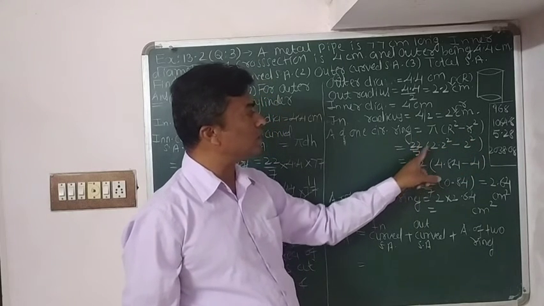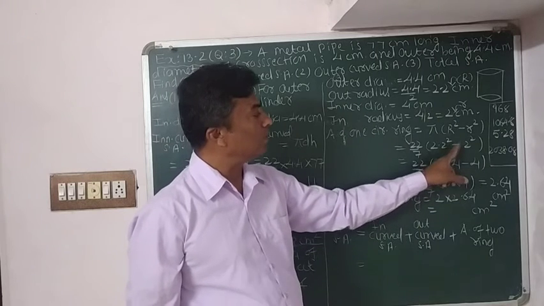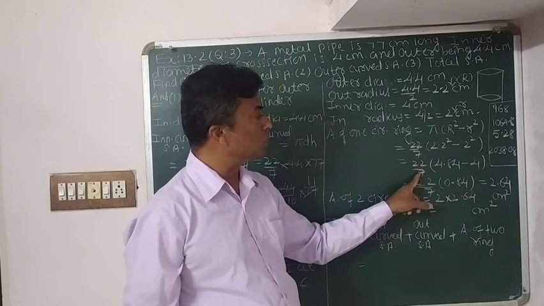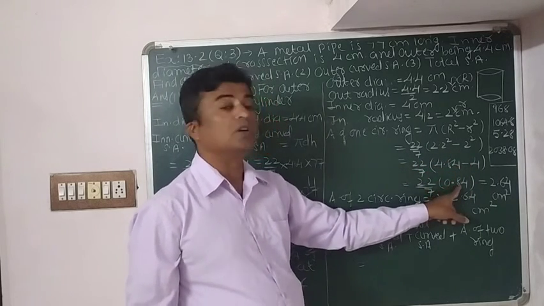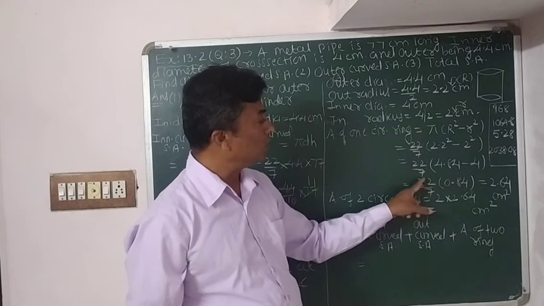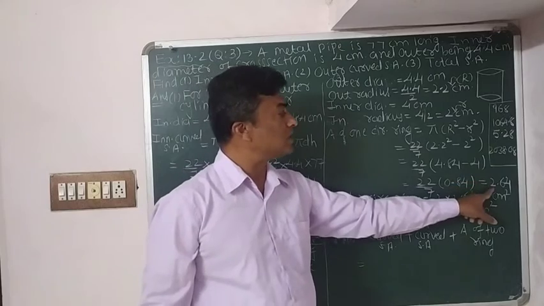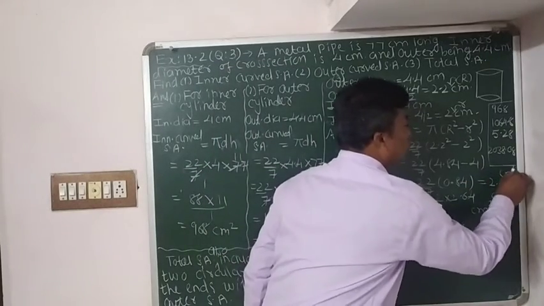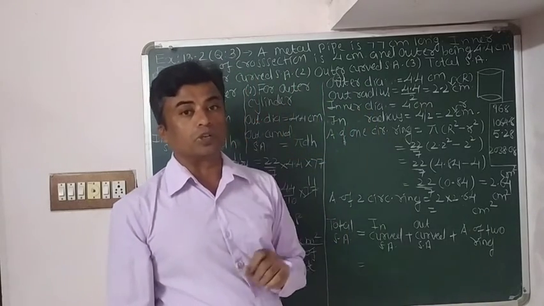Now 22 by 7, 2.2 square, its answer is 4.84, minus 2 square means 2 2s are 4. So 22 by 7, 4.84 minus 4. Its answer is what? 0.84. Now 22 by 7 multiply 0.84. Its answer is 2.64 centimeter square. It is the area of one circular ring.